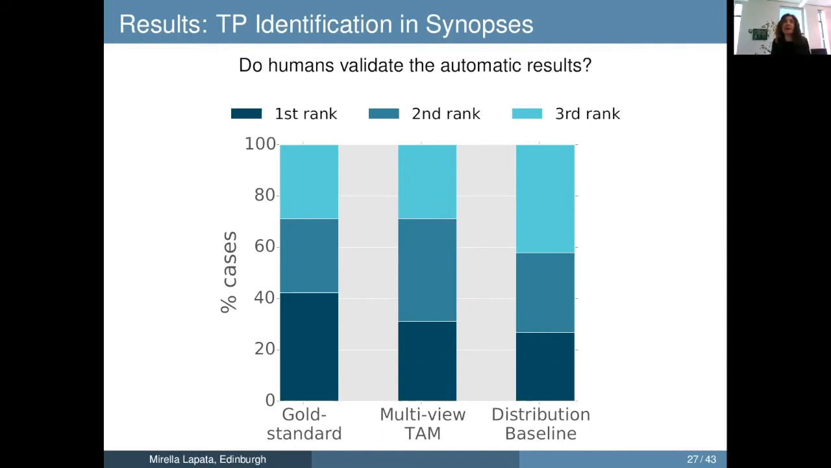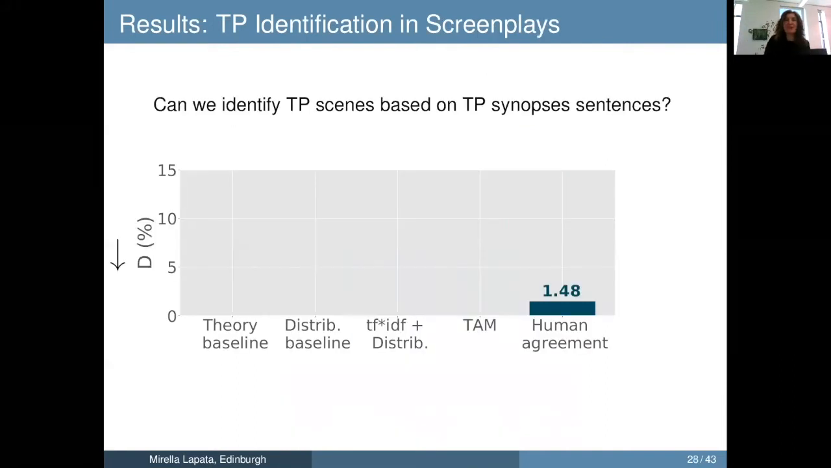But in reality, we don't really care about the synopsis. I just want to play with the screenplay. This is the movie. It's not the synopsis. So what happens when we are trying to identify these scenes in the screenplay? Now, you see here the human agreement. So now I'm changing the metric. This is not the total agreement anymore. It is the distance, because remember, I have these big scenes and I'm trying to find boundaries, and it's a very difficult task.